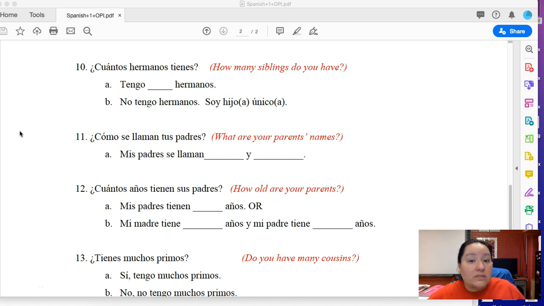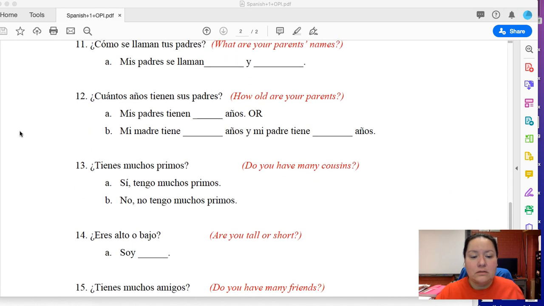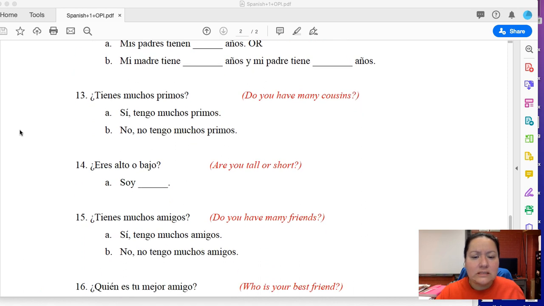Or, what's actually the case is B. Mi madre tiene 59 años y mi padre tiene 60 años. Meaning, my mom is 59 and my dad is 60. All right, number 13. Do you have many cousins? ¿Tienes muchos primos? Either you do or you don't, okay?